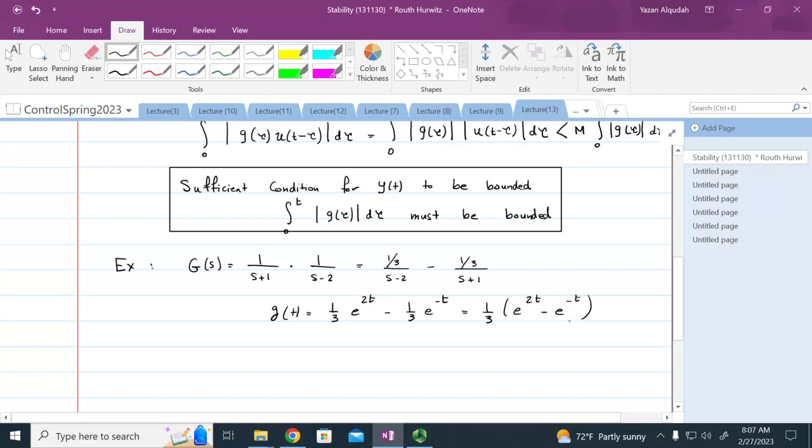What is this g of t? What do we call this g of t? What is it? G of s is the transfer function. If I take the inverse Laplace of it, what is it?